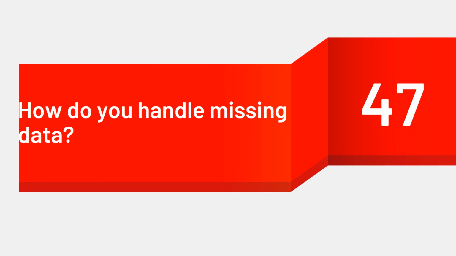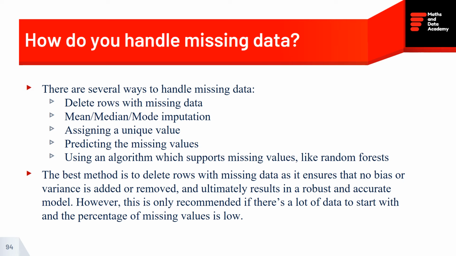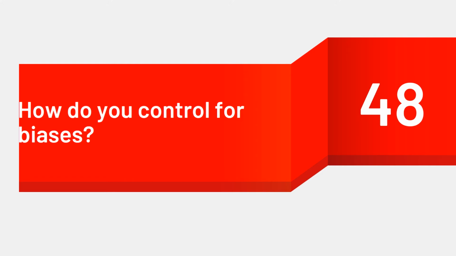How do you handle missing data? There are several ways to handle missing data. Delete rows with missing data. Mean/median/mode imputation. Assigning a unique value. Predicting the missing values. Using an algorithm that supports missing values, like random forests. The best method is to delete rows with missing data, as it ensures that no bias or variance is added or removed, and ultimately results in a robust and accurate model. However, this is only recommended if there's a lot of data to start with and the percentage of missing values is low.